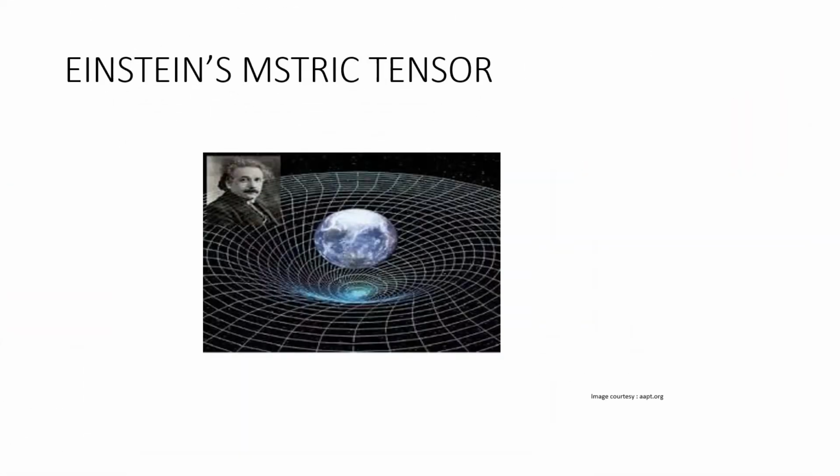Next, I'm going to discuss Einstein's metric tensor. There is a correction in the spelling here. This is metric, M-E-T-R-I-C. Sorry for that. Einstein's metric tensor is a central object in general relativity that describes the local geometry of space-time. The metric tensor is commonly written as a 4 by 4 matrix. The matrix is symmetric and thus has 10 independent components.